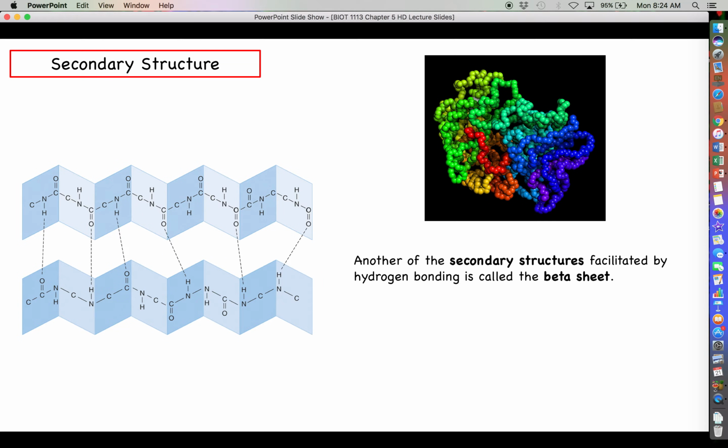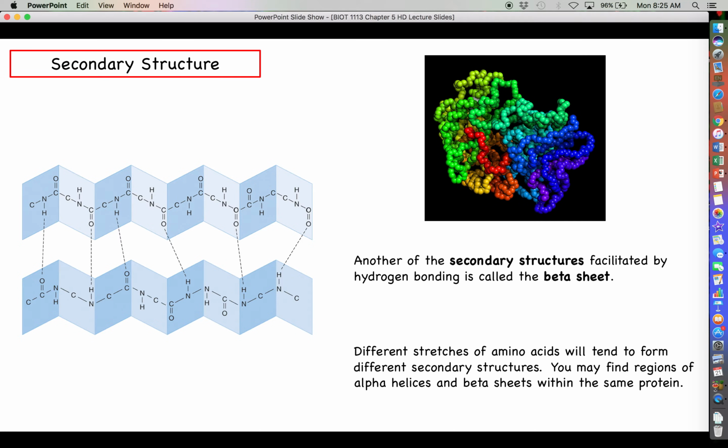An alternative secondary structure that can be formed, which is also facilitated by hydrogen bonding, is called the beta sheet. This is the same sort of thing, except instead of twisting around in a helical structure, you actually see the backbone of the protein twisting around and around and around in kind of an anti-parallel fashion, and the hydrogen bonding between the two different strands of protein actually holds this structure together here.